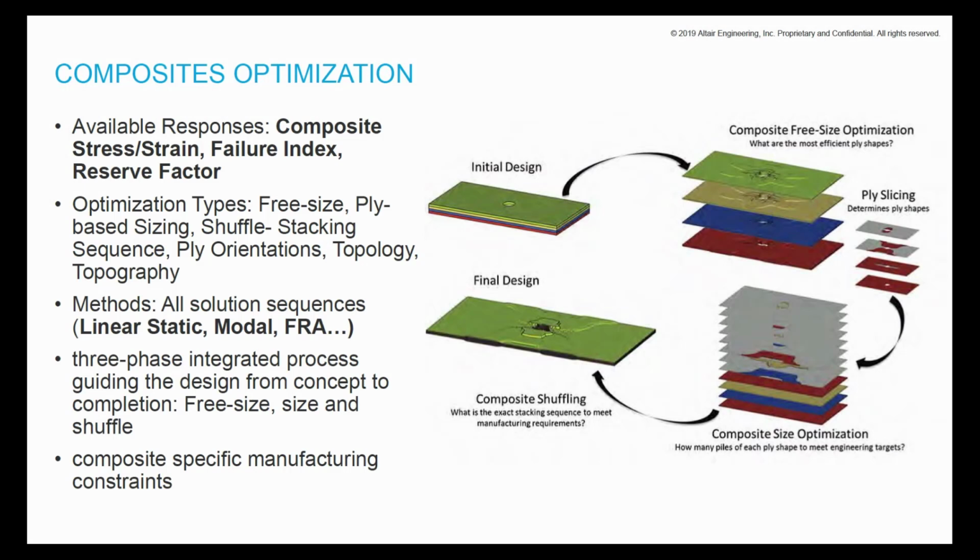Composite optimization is a three-phase integrated process guiding the design from concept to completion. Free sizing optimization is used to generate design concepts. Sizing optimization is performed to control the thickness of each ply bundle. Ply stacking optimization is applied to determine the detailed stacking sequence. Composite-specific manufacturing constraints are available.